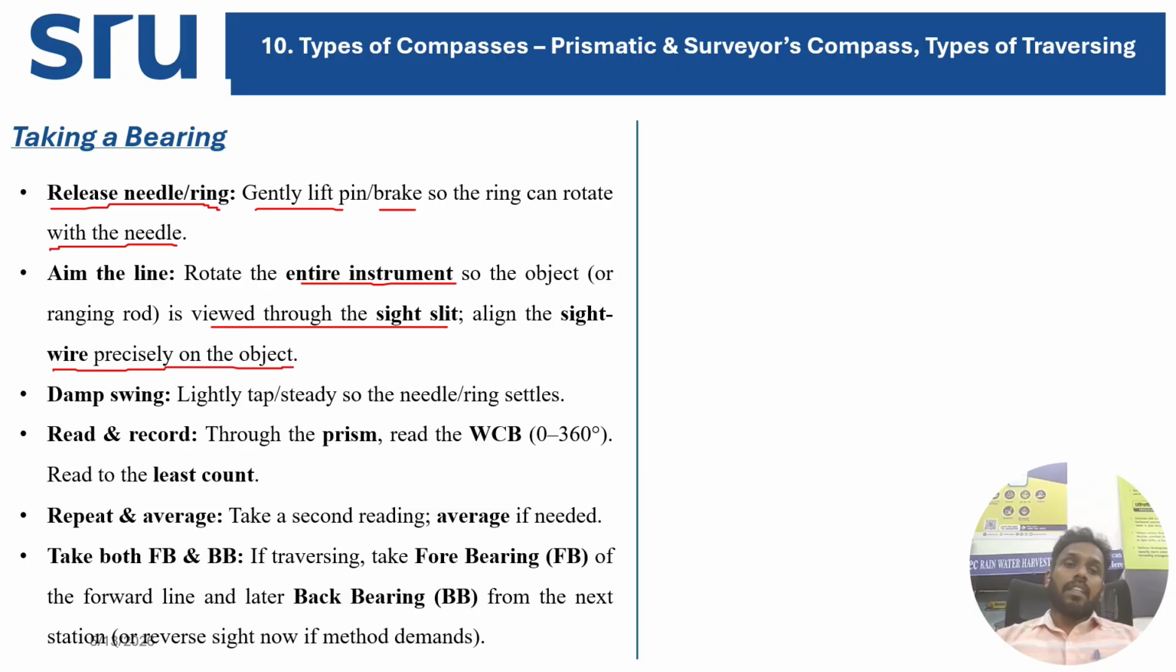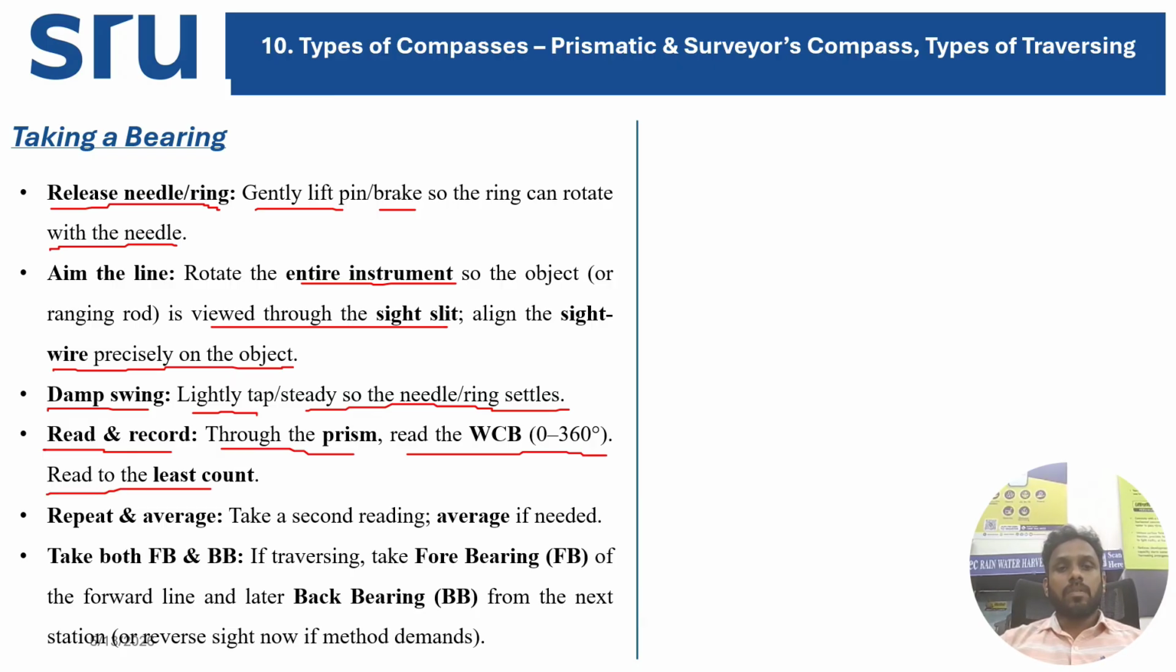Then you have to damp the swing: lightly tap so that the needle and ring settle. Once it settles, then read and record. Through the prism, you have to read the whole circle bearing because that's the prismatic compass. We use it from 0 to 360 degrees, read to the least count. Your reading should not stop at a degree; you should read to the least count, your 30 minutes also. If you go for the least count, the measurement you are taking will be precisely noted, which helps you mark the exact direction where your sight is oriented.